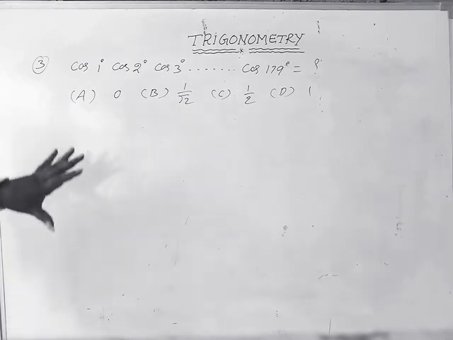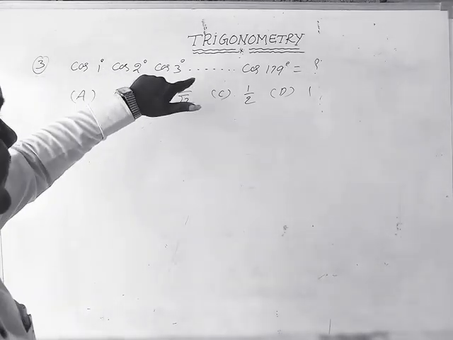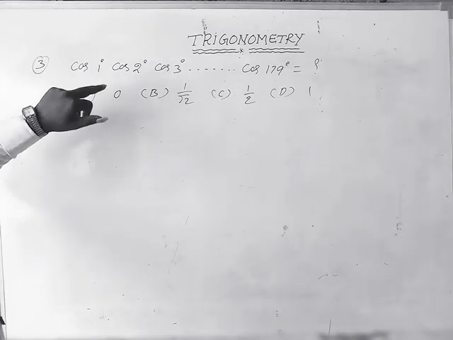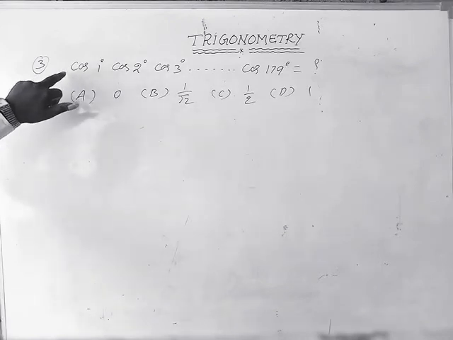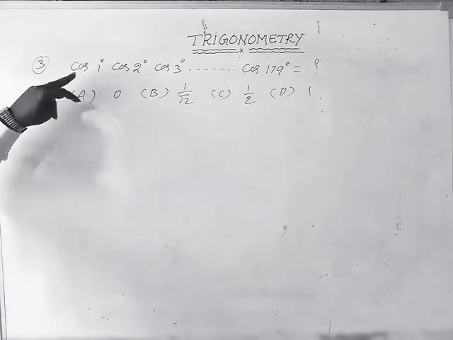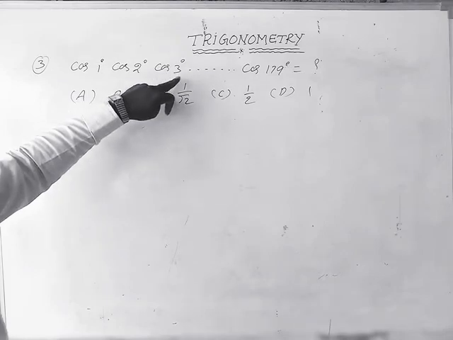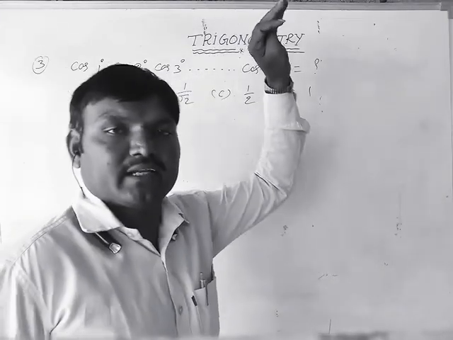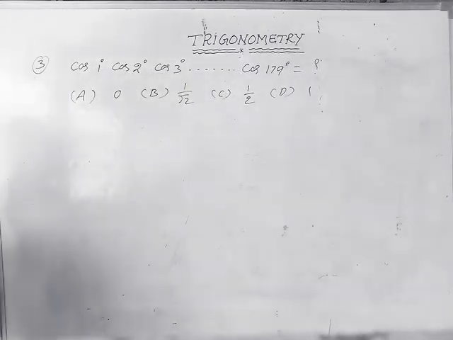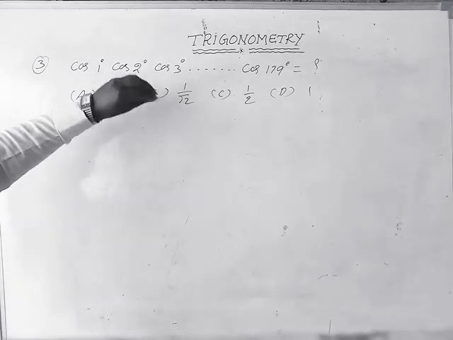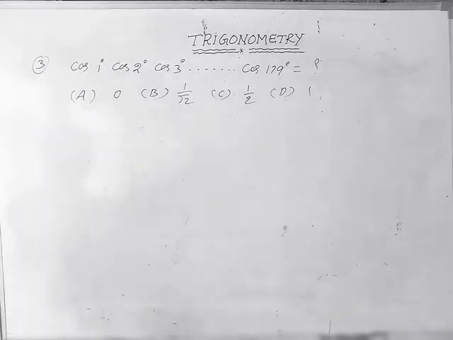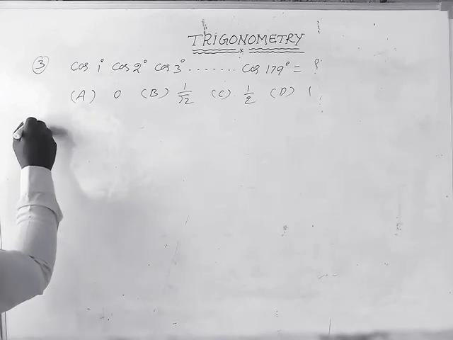Look here. First of all, we can observe what the given problem is. It is a continuous series of degrees in the ratios of cos values: cos 1 degree, cos 2 degrees, cos 3 degrees, and so on, up to cos 179 degrees. We can apply a simple and logical condition here.